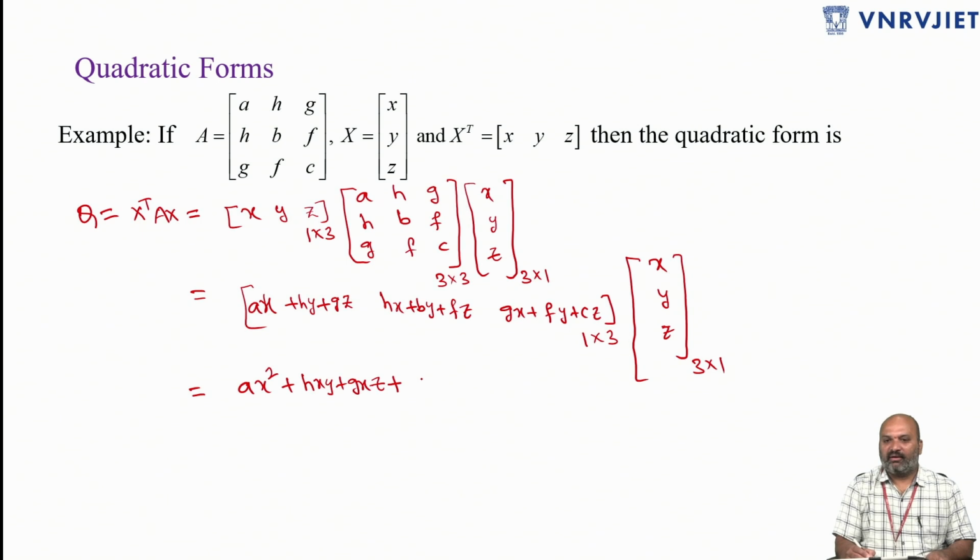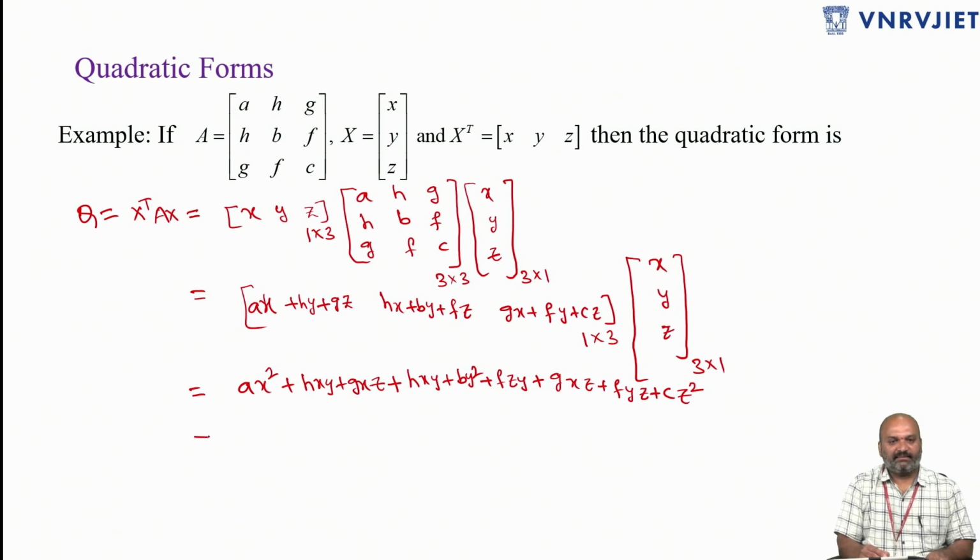Plus (hx plus by plus fz) into y, so it is hxy plus by square plus fyz. Plus (gx plus fy plus cz) into z, so it is gxz plus fyz plus cz square.